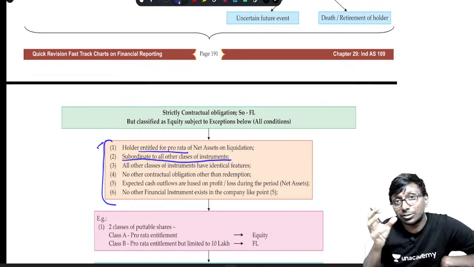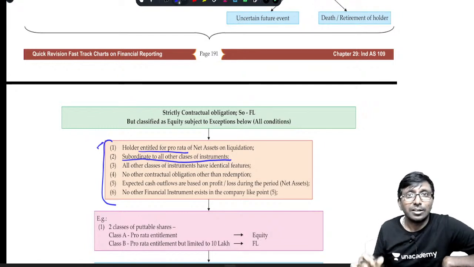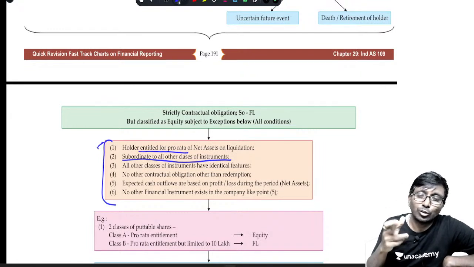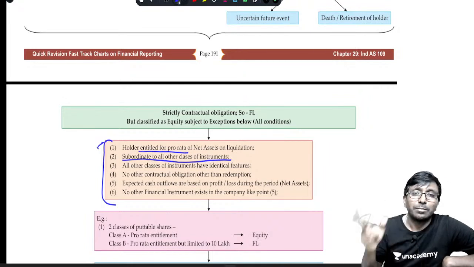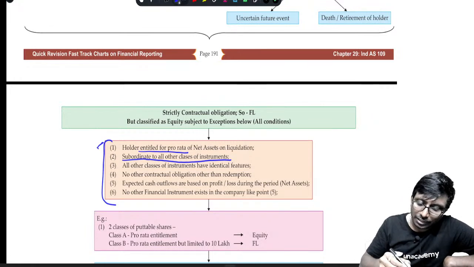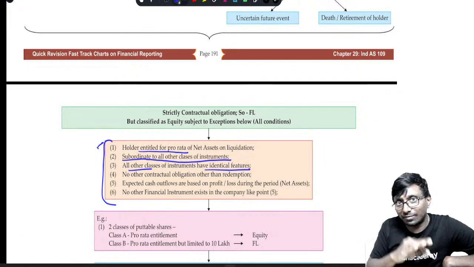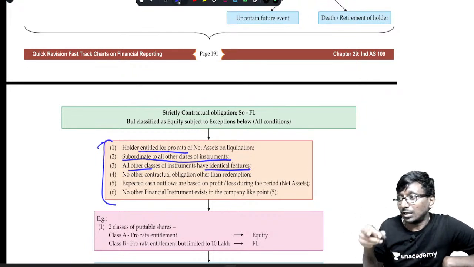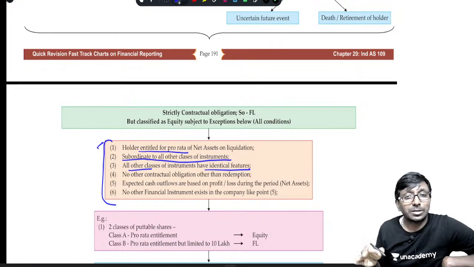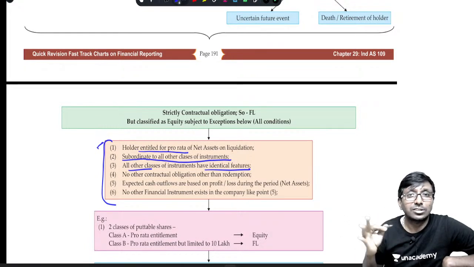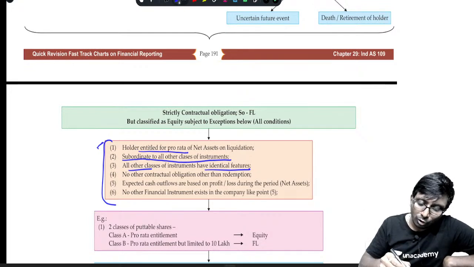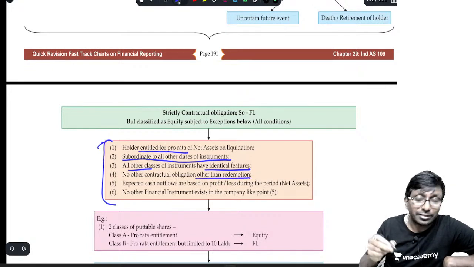You have units, the name is units, maybe a put option is there, but still in substance you have an equity option. Correct? Equity qualities are there. That's why units are going to be called equity, but not financial liability. Next, all other classes have identical features. Yes, other classes have the same features, no problem. But I should be subordinate to all. Subordinate means what I get should be the last amount. Then it's fine.